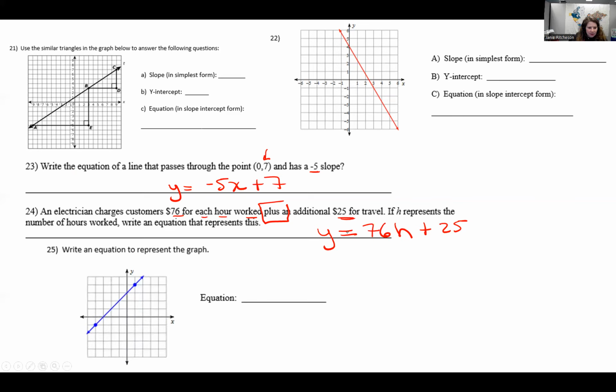All right, I think this is the last one. Write an equation. So let's find our slope. Let's do our triangle. So we got 1, 2, 3, 4, 5 over 1, 2, 3, 4, 5. That looks like a slope of 1. 5 over 5 is 1. So 1 times x is x. And then our y-intercept is +4.